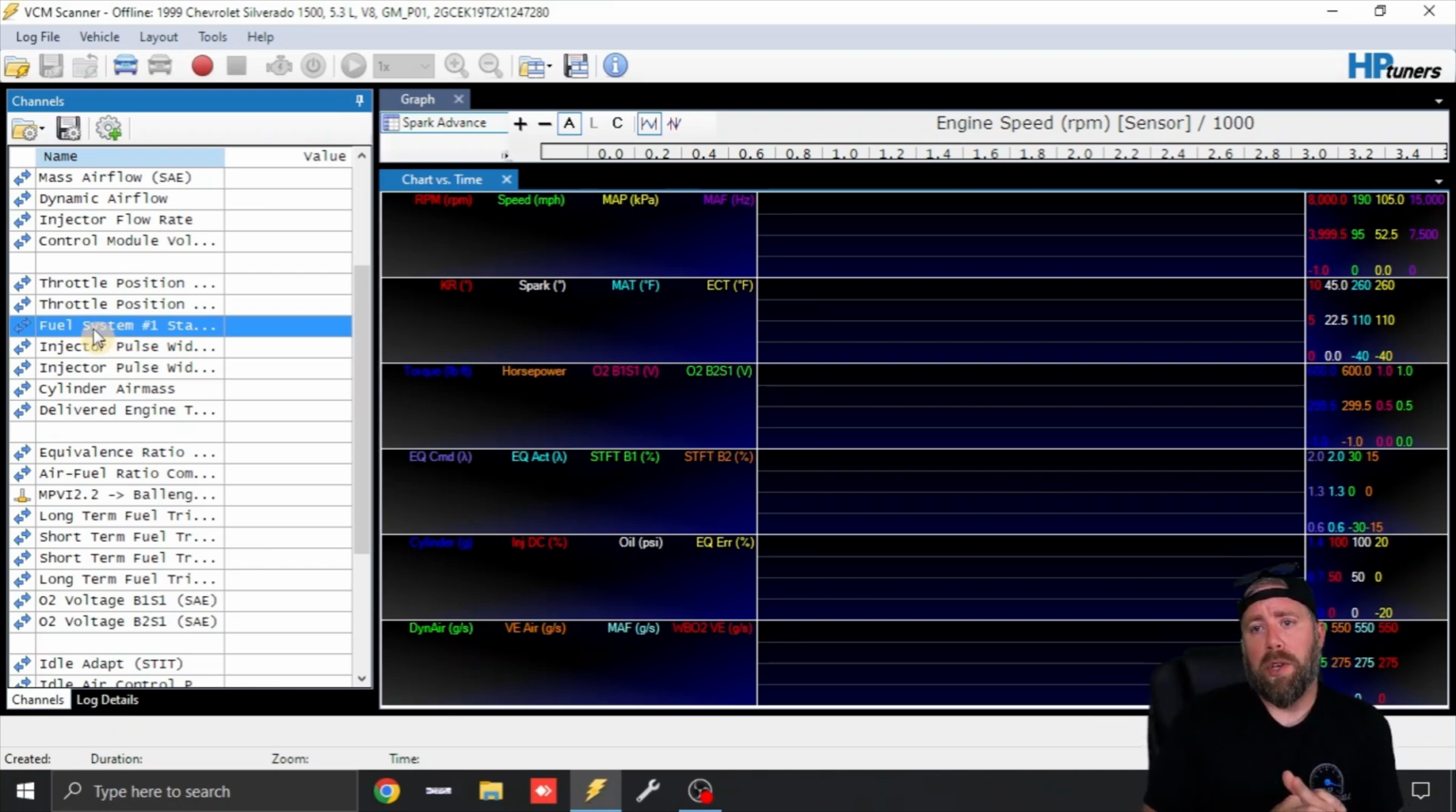So say you're doing a tune and the vehicle's supposed to be in closed loop, but it's actually in open loop. This will actually tell you why. Sometimes it will say closed loop fault, meaning you have a check engine light that's preventing the closed loop from functioning correctly. So your next two is going to be injector pulse width.